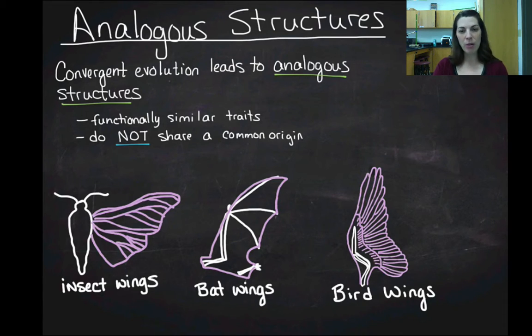So you can see how that's different than when we talked about the homologous structures of the forelimb, where you had the radically different shaped forelimbs. They all shared an ancestor. This is different. Same function, do not share a common origin.